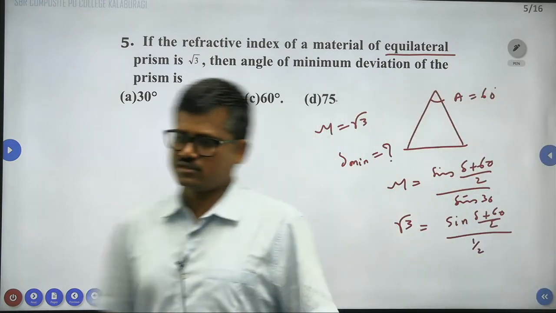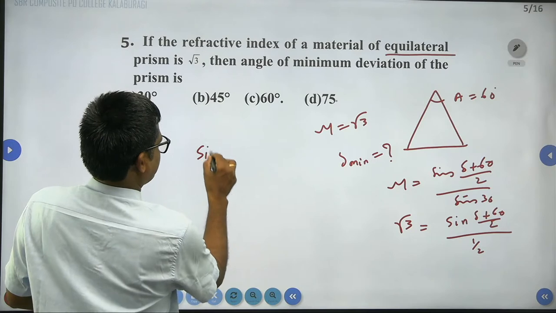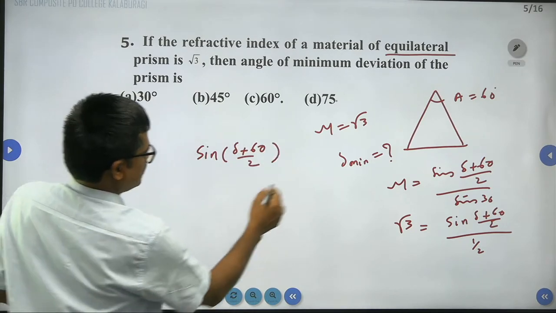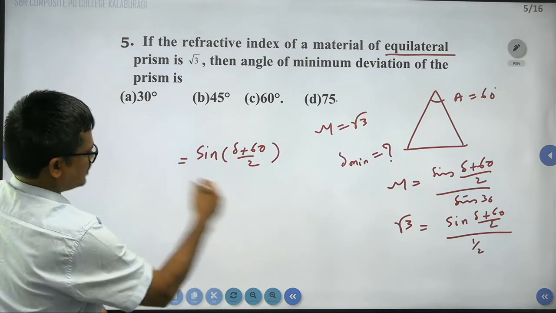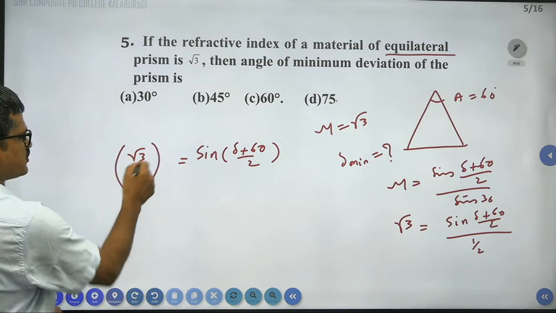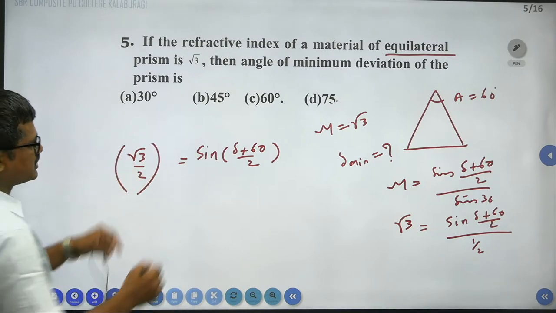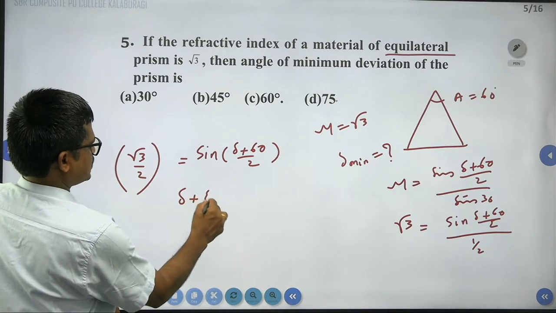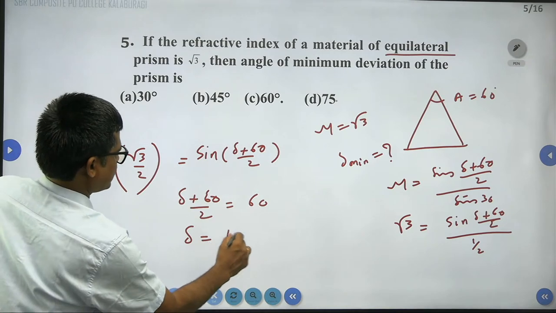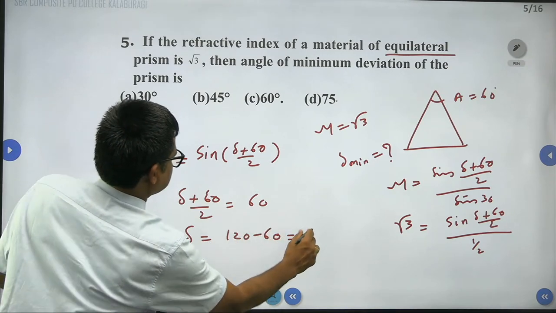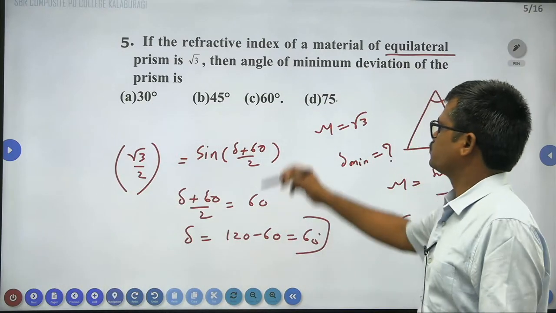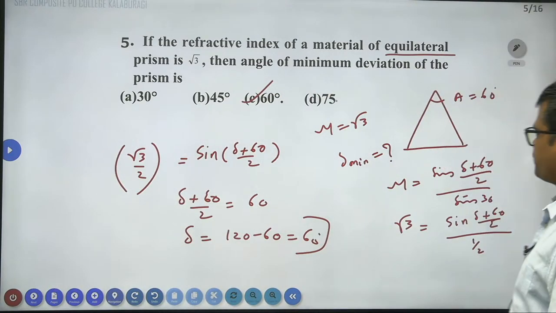So what should be the next thing here? Sine of (delta plus 60) by 2 is equal to root 3 by 2, bringing the 2 here. Which sine value is it? 60 degree. Therefore (delta plus 60) by 2 equals 60 degree. Therefore delta equals 120 degree minus 60 degree, so it is 60 degree here. The deviation is 60 degree. Done? Okay. Next.